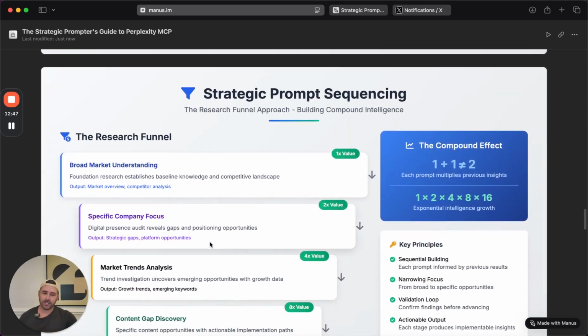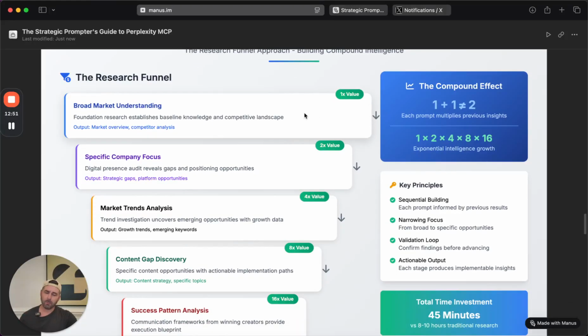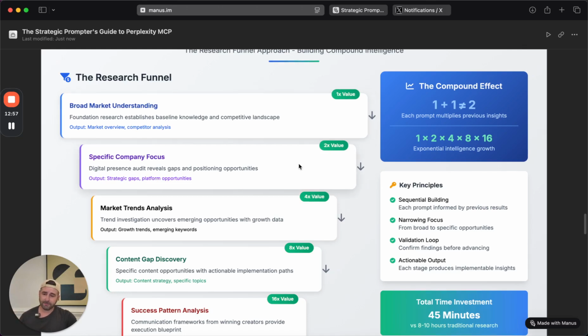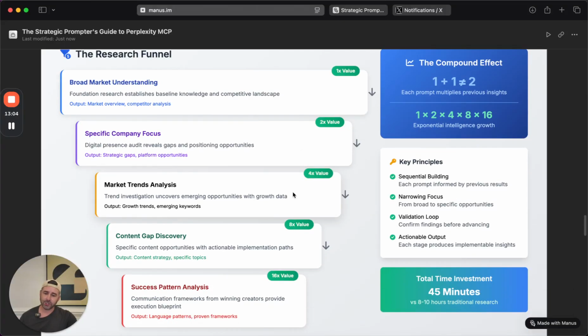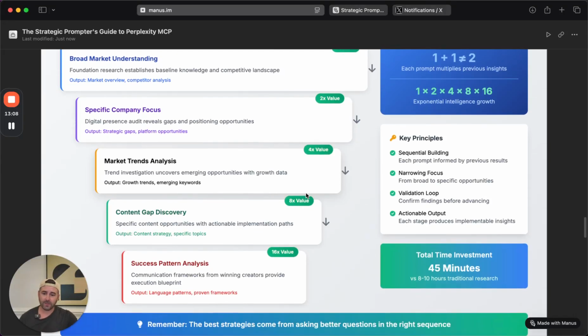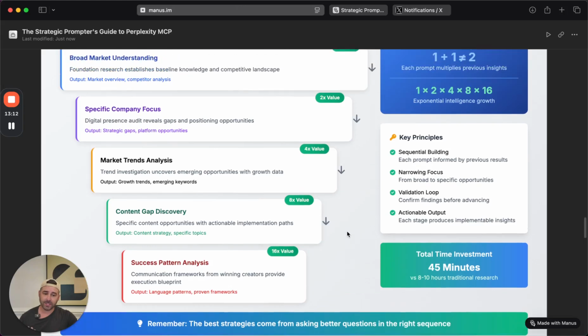All right, so here's the full sequence that we can go through. Step one, broad market understanding. It's the foundational research that I mentioned. Step two, specific company focus, digital presence audit, revealing the gaps and positioning opportunities. Step three, market trends analysis. Trend investigation uncovers emerging opportunities with real growth data. Then we have the content gap discovery and the success pattern analysis.